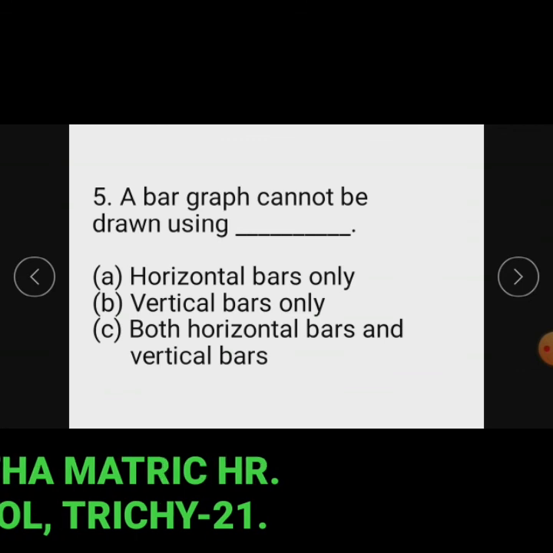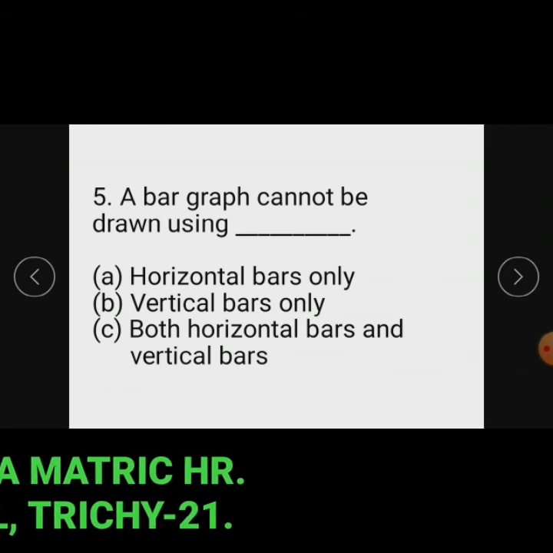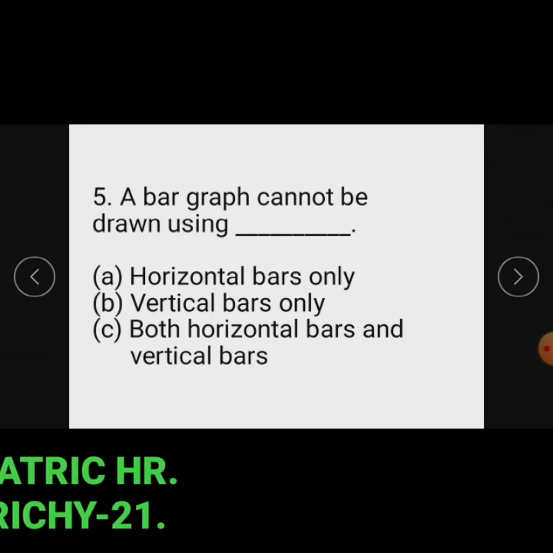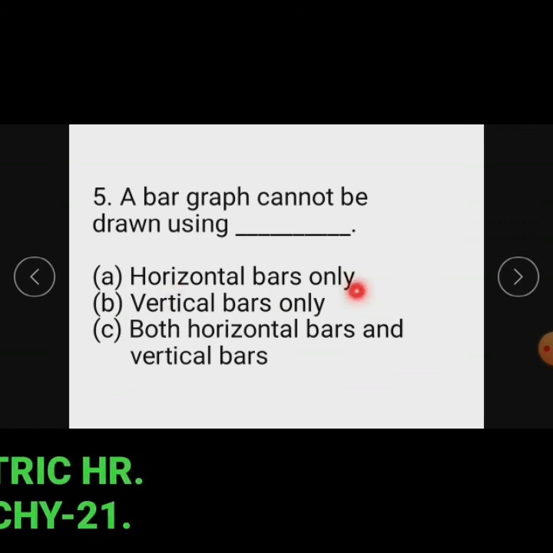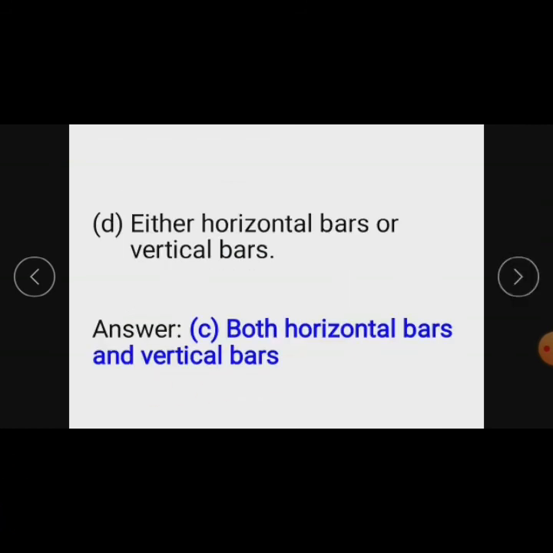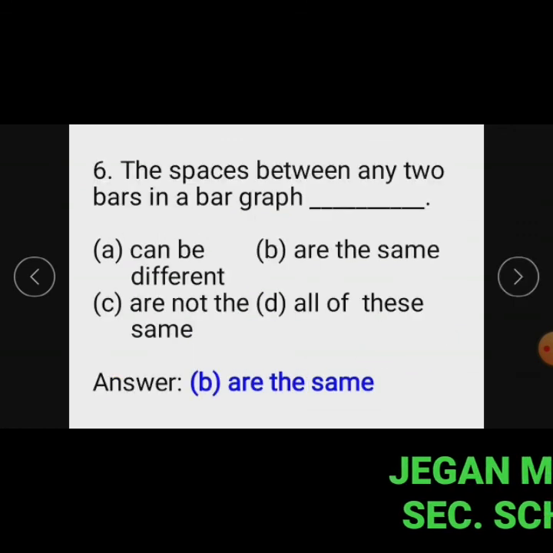Question number 5. A bar graph cannot be drawn using dash. Option A, horizontal bars only. Option B, vertical bars only. Option C, both horizontal bars and vertical bars. Option D, either horizontal bars or vertical bars. Answer, option C, both horizontal bars and vertical bars.